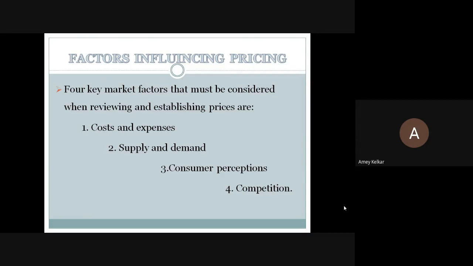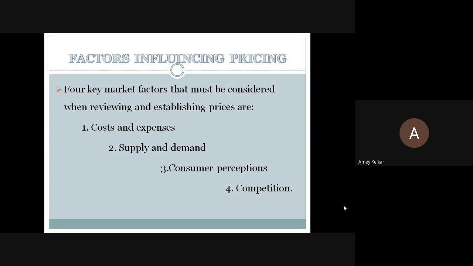So I cannot work for 10,000. I cannot work for 8,000. I cannot work for 6,000. Okay, I have to get minimum 25,000. Then how is my competition? What are the things which I have which will get me an opportunity? That is perceptions.